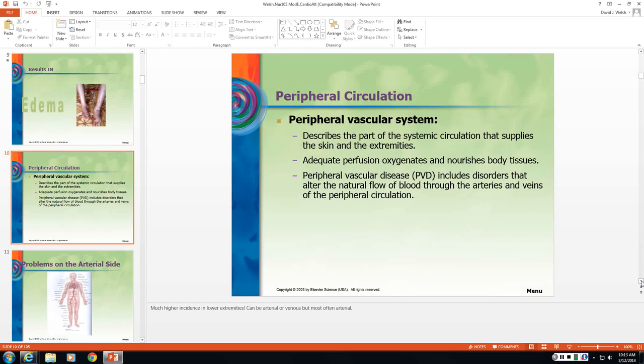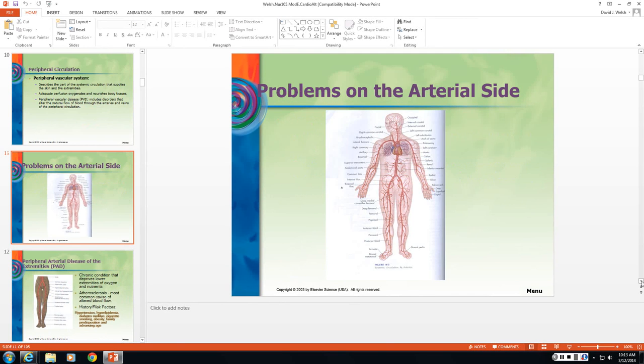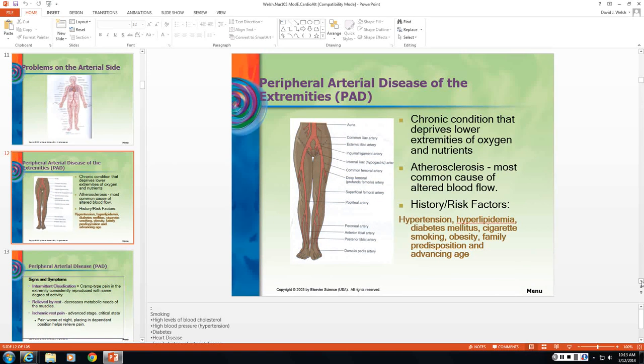Now, usually there is a much higher incidence of peripheral vascular disease in the lower extremities. It can be arterial or venous, but most often it's arterial. So this just shows problems on the arterial side, a diagram of the different places. So let's look at peripheral arterial disease of the extremities, or PAD.